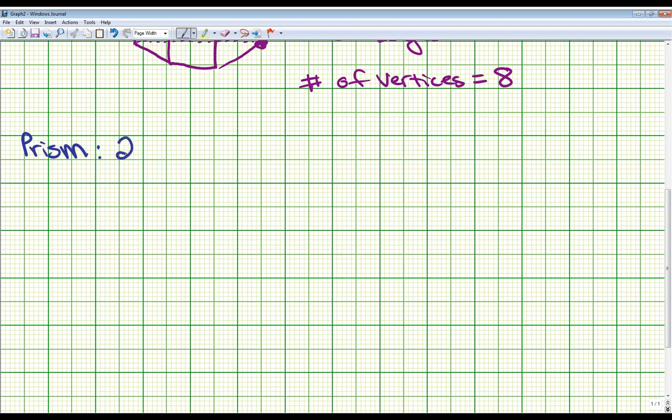So it's a prism that has 2 parallel identical bases. So we're going to list that. 2 parallel identical bases. And then continuing to read, it says the lateral faces are parallelograms. So we also want to add to that, lateral faces are parallelograms.